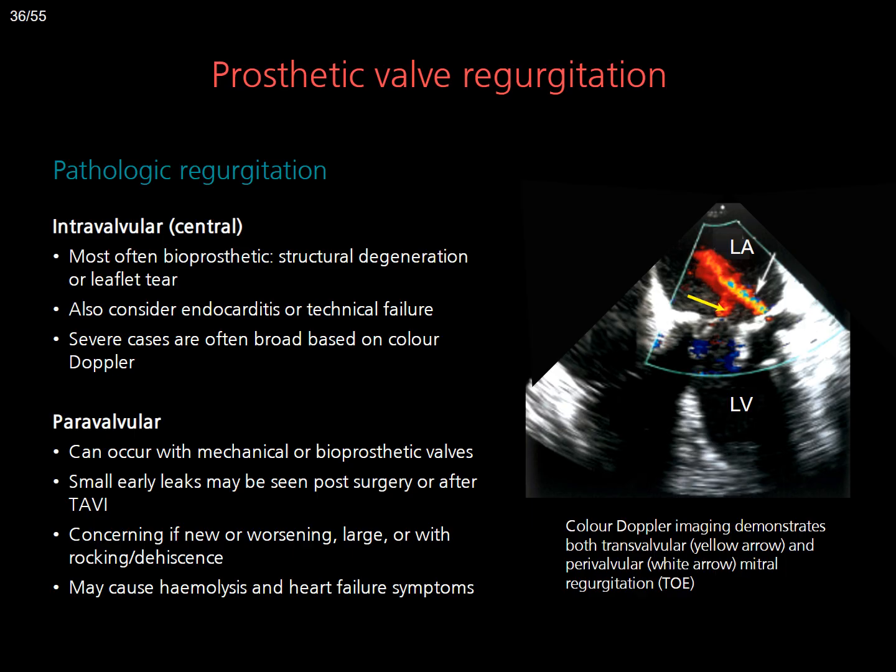Pathological prosthetic regurgitation is either central through the valve or paravalvular around the sewing ring. Central regurgitation is most often linked to bioprosthetic structural failure or infection. Paravalvular leak can be seen early after surgery or TAVI, but it becomes concerning if it is new, worsening, or associated with dehiscence. Always look for rocking motion, signs of endocarditis, heart failure, or hemolysis.